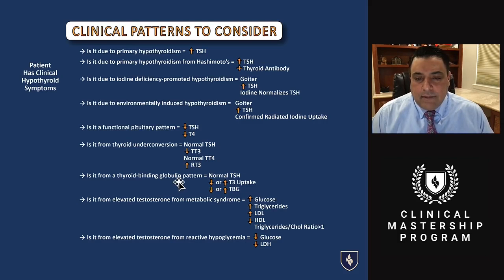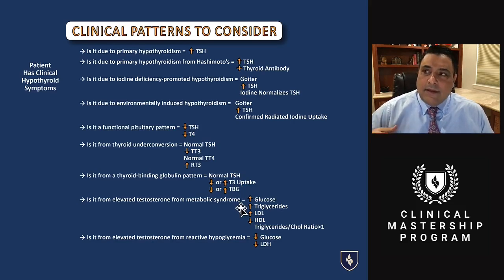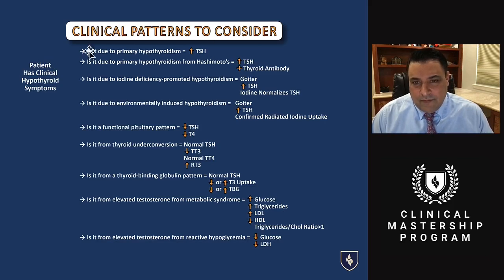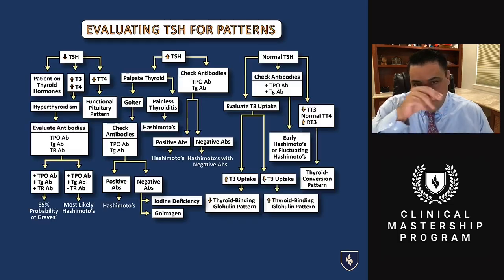If it's a thyroid binding globulin pattern, then you can have the T3 uptakes high or low. And then metabolic syndrome I put in here because the most common mimicker of every single hypothyroid symptom is actually metabolic syndrome. So when people get hypothyroidism, they lose their hair, they have metabolism issues, they can't lose weight, they get tired, they get fatigued, and those are identical to symptoms of metabolic syndrome. So you should always consider when someone has thyroid symptoms to rule out metabolic syndrome patterns or just some kind of dysglycemia.